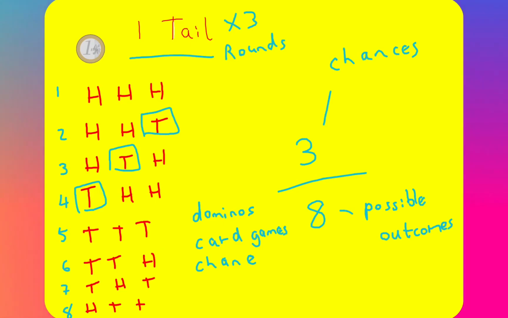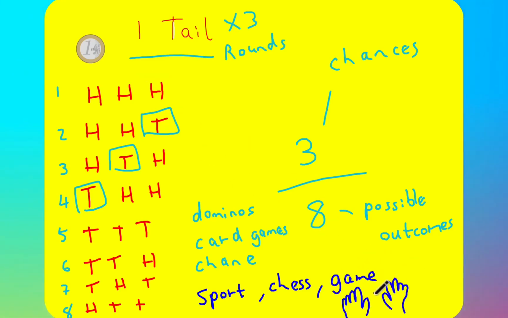However, something nice to end on. If we play sport, or chess, or any other type of game where we're competing, the probability is always in your hands. In other words, it's the choices we make in the sport, in the board game, or in any game that we play that determine if we win, lose, or draw.